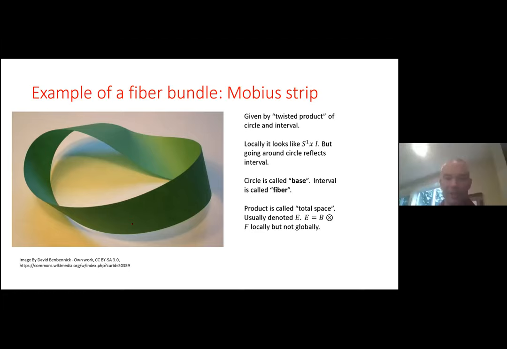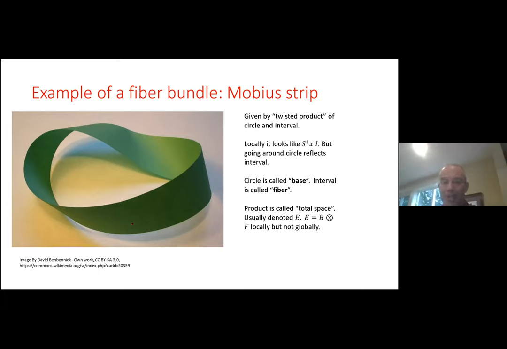So here is an example of a fiber bundle. This is a Möbius strip. If you took a circle times an interval, you would get a cylinder. One way to think of a cylinder is you just take a strip and join the edges. But if you join the edges with a half twist, you get this Möbius strip. It's not just a circle times an interval. It's a twisted product of a circle. That's a literal twist.